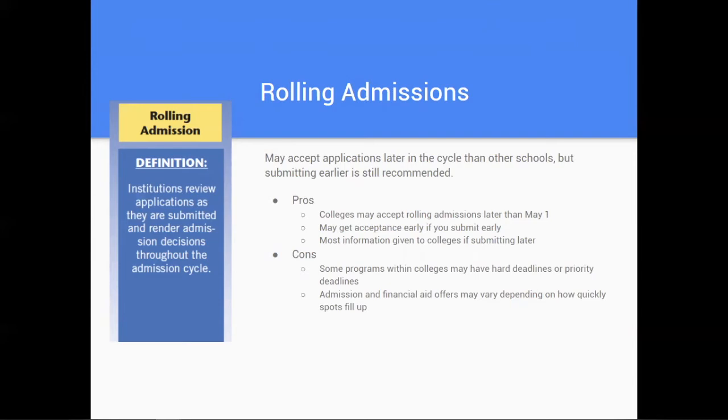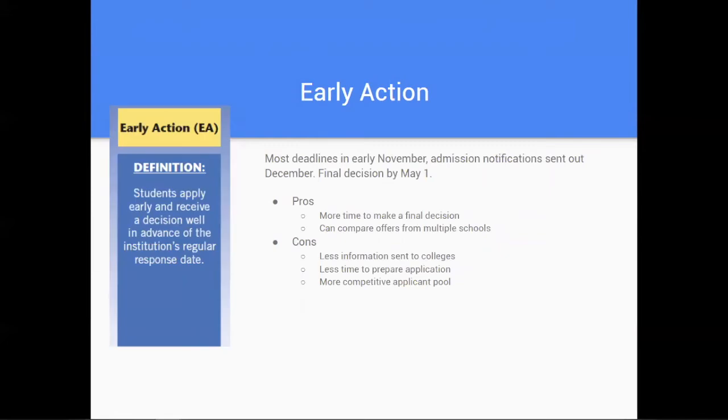And then we have early action. Basically, this is a deadline option where students apply early. They receive a decision well in advance of a regular decision response date. Typically, the deadlines happen in early November.